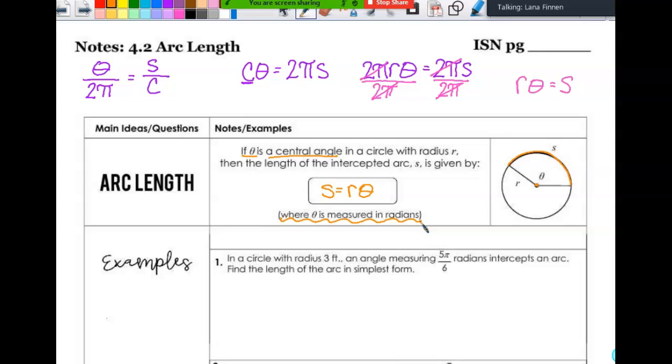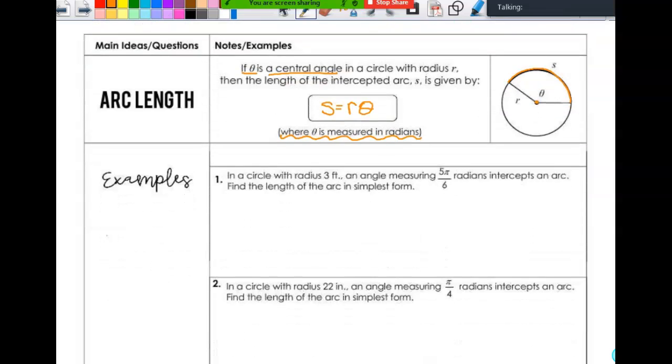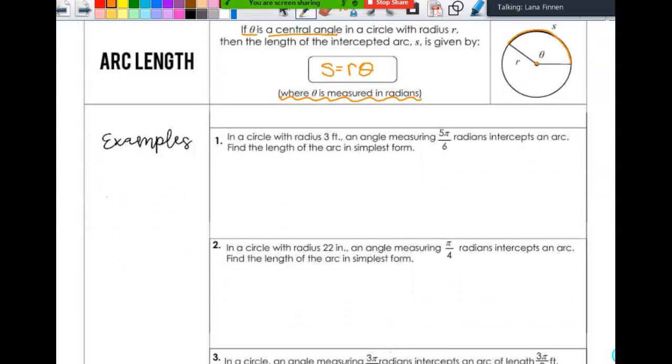Everybody good so far? All righty. So let's look at number 1. It says in a circle we got radius 3 feet. I'm going to change that.